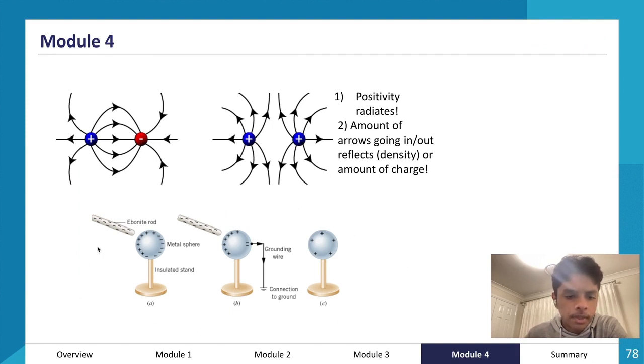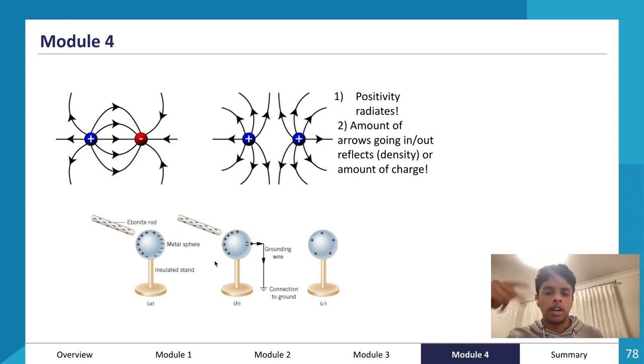Let's take this ebonite rod away from the equation. I have a metal sphere, right? A metal sphere will have positive and negative charges, well, not positive charges moving around, mainly negative charges moving around. By negative charges, I mean electrons, because metals have free-flowing electrons. These electrons will be moving randomly throughout the metal.